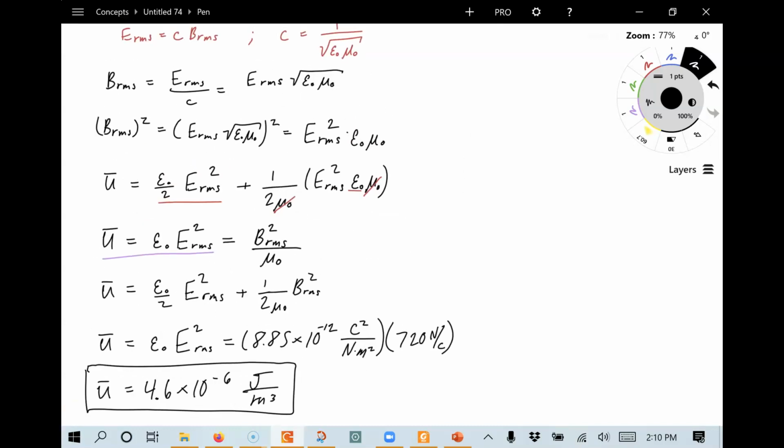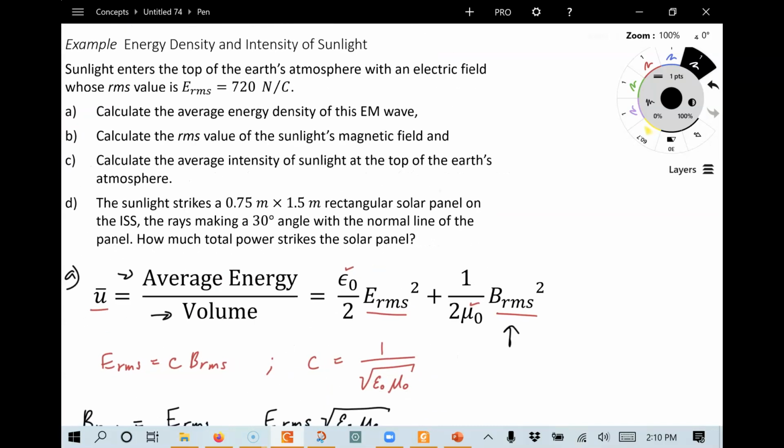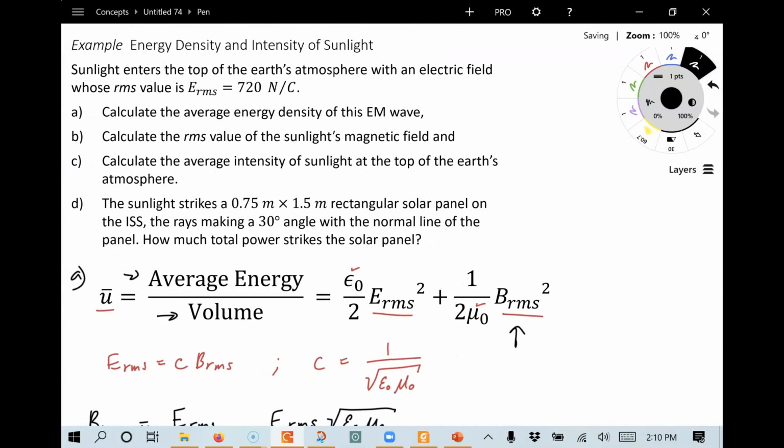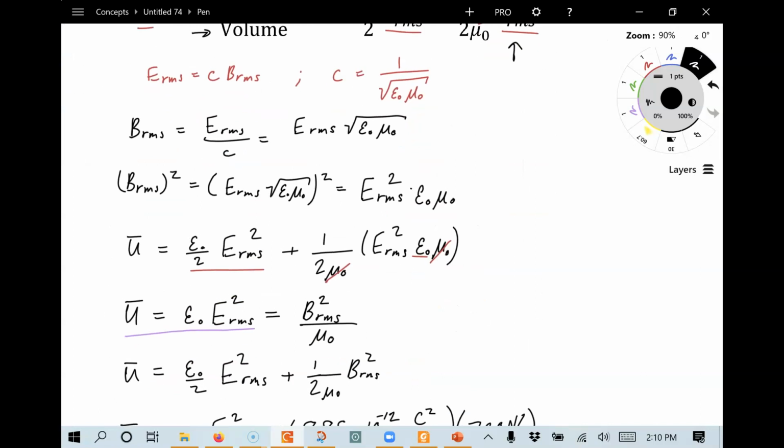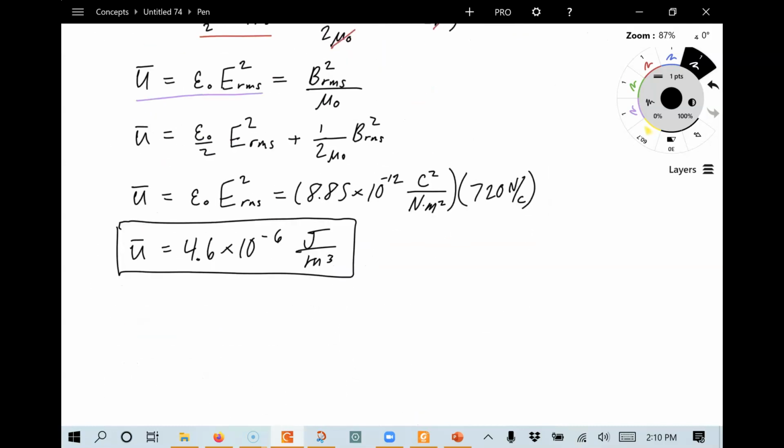All right, let's look at the next one here. For part B, it says calculate the RMS value of the sun's magnetic field. Well, that'll be easy. We've already got the ERMS value. We know how they're related here. BRMS is equal to ERMS divided by C.